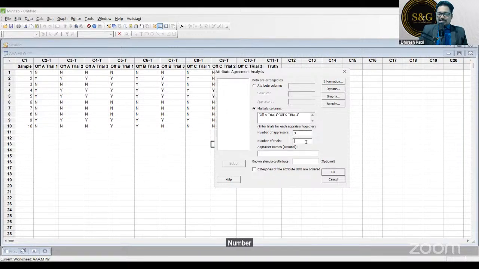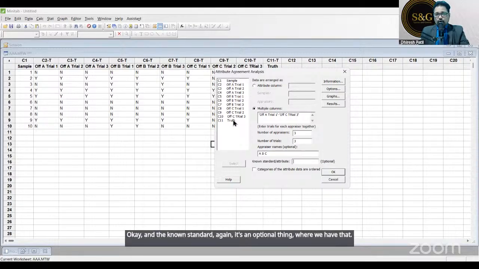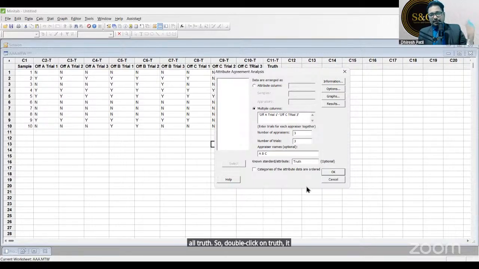Number of trials, say 3. Appraiser names, you can say A, then space B, space C. Okay. And the known standard, again, it's an optional thing where we have that all truth. So double click on truth, it will get selected.